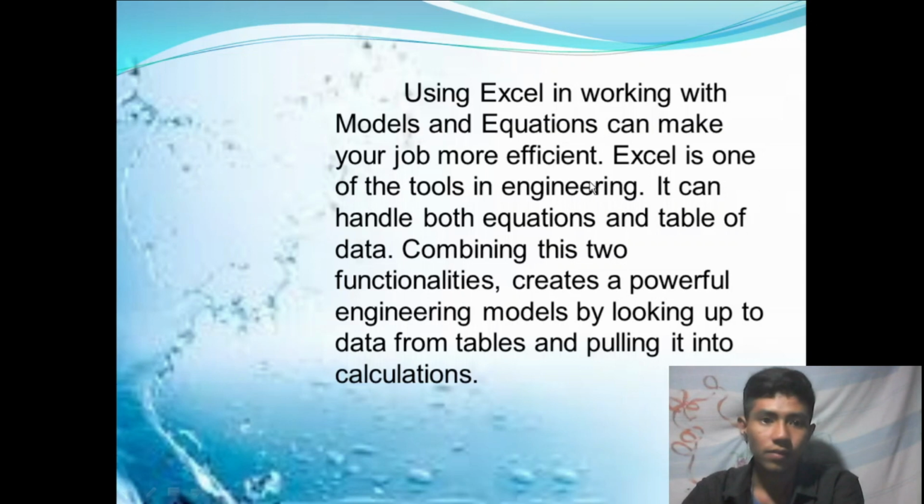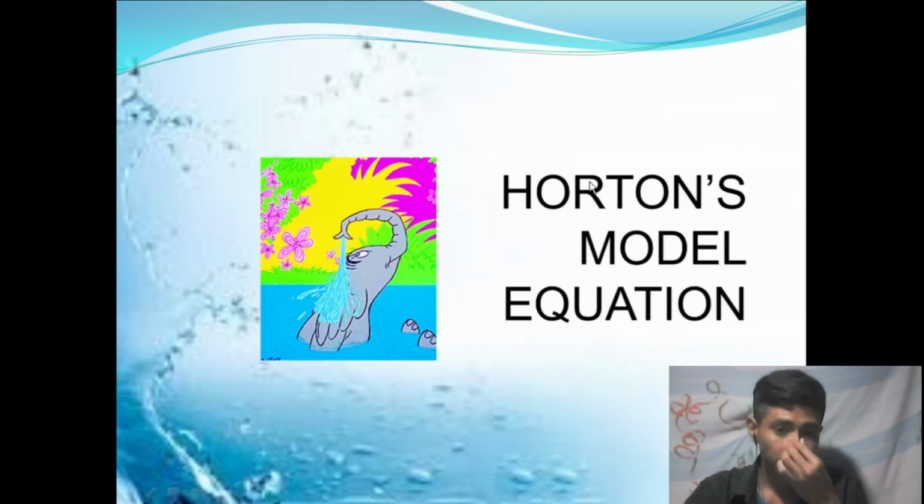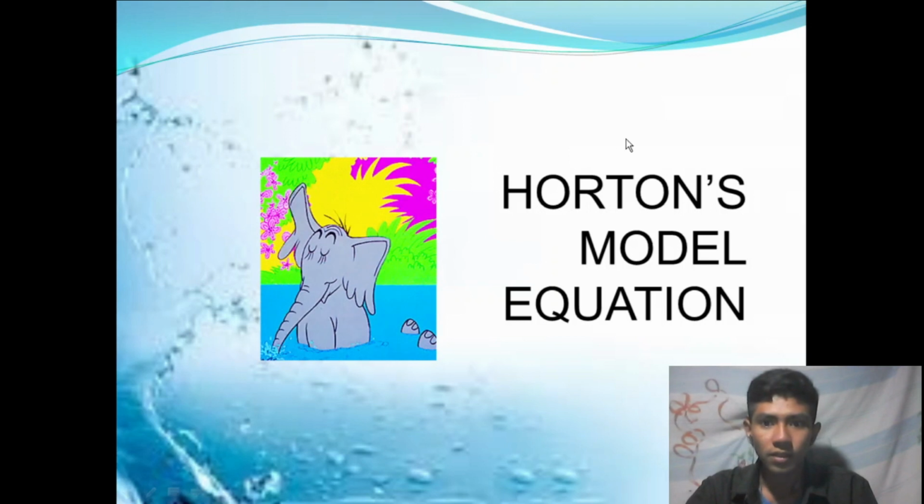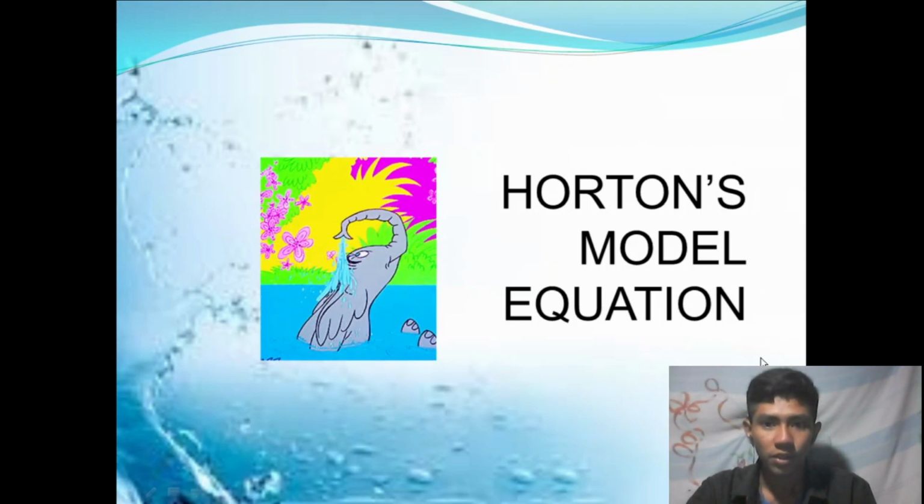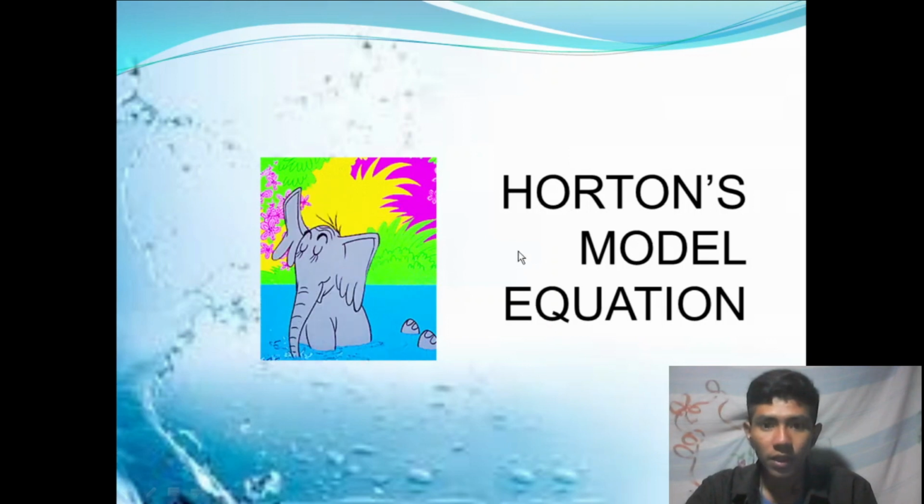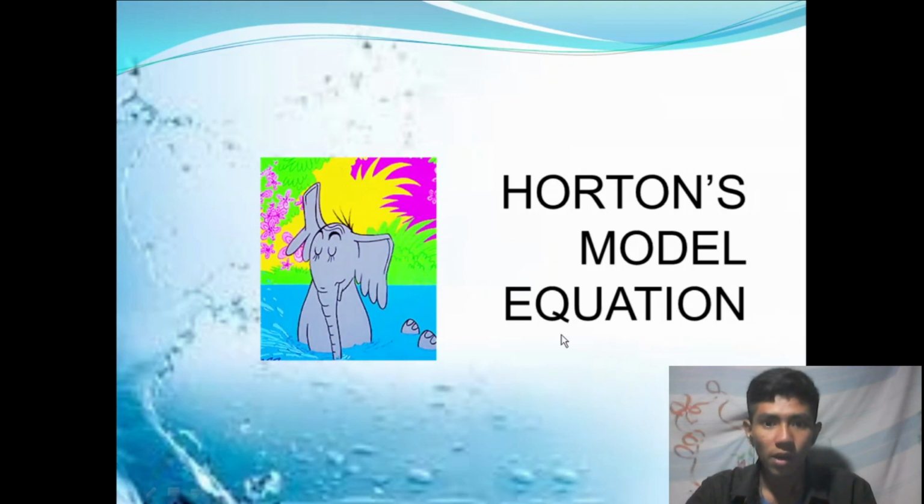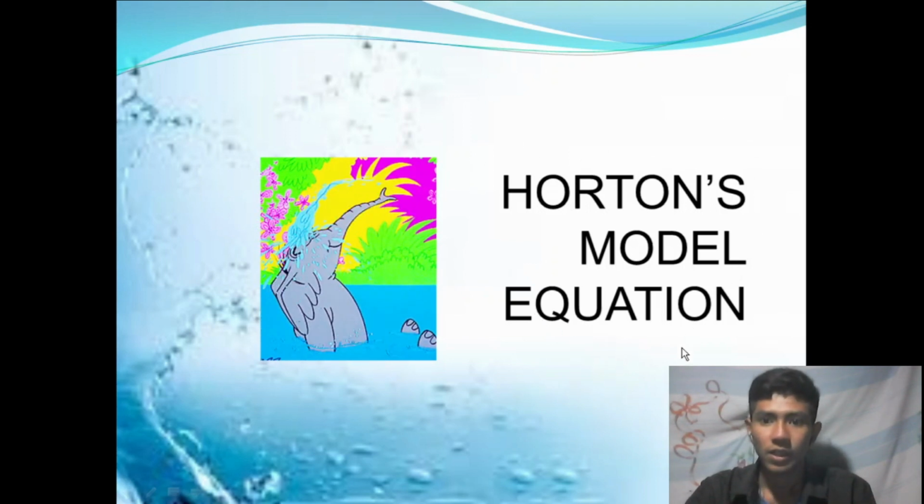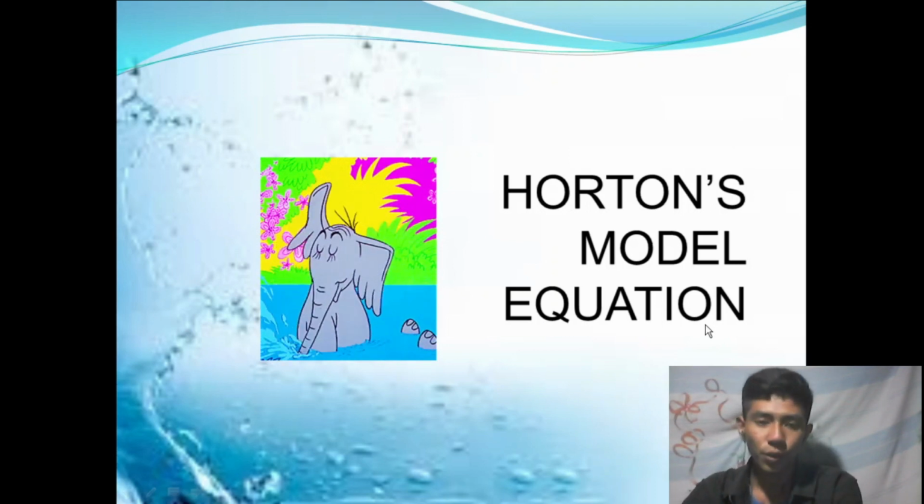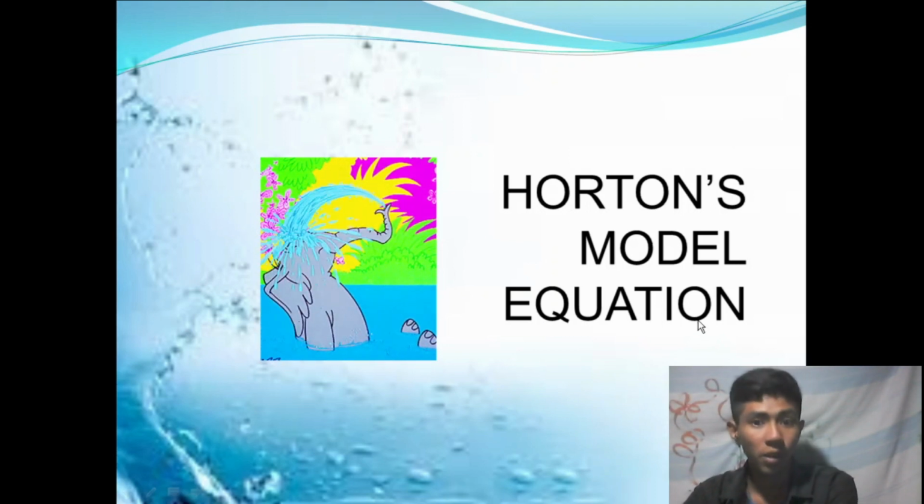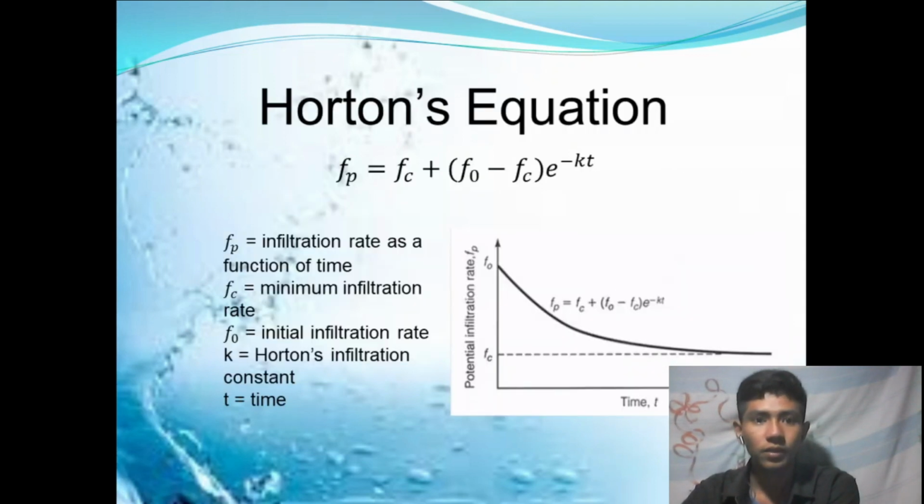Okay, let's start in Horton's model equation. So, I've guessed that before this video will be presented to you, the topic about these equations were already discussed by my group mates, so I'm not gonna discuss it further. I'm just gonna show you how to solve some infiltration related problems using Excel. Okay, this is the equation. I know you're familiar with it already. Fp is equals to Fc plus F naught minus Fc times e raised to negative kt.